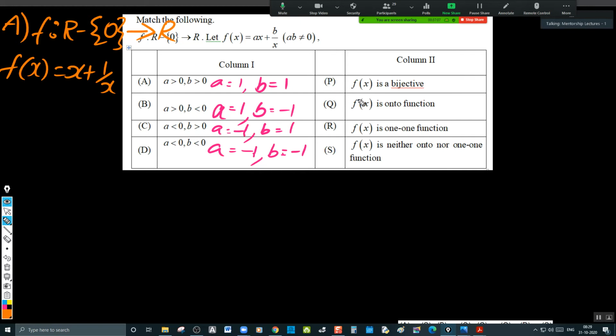Now, if you see the column 2 here: bijective, onto, 1-1, neither onto nor 1-1. That is, he is talking about 1-1 and onto functions. So we want to check onto for this and 1-1 for this. Let me check 1-1.